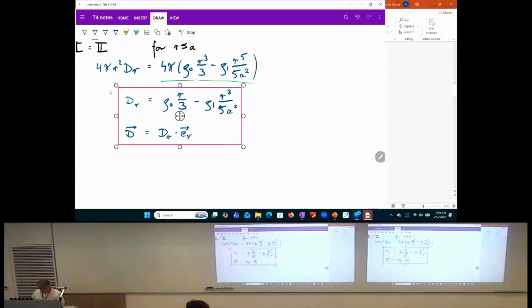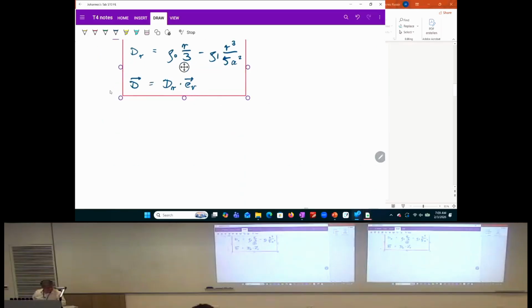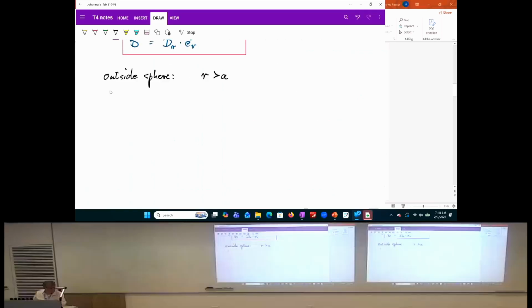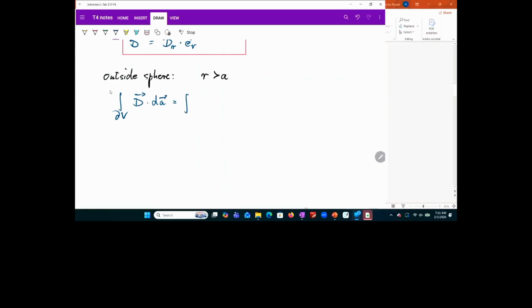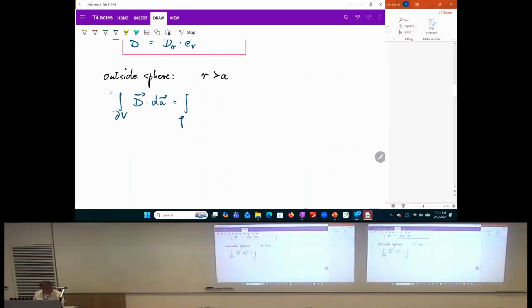So if we are outside the sphere where there's a charge distribution given, so R is larger than A, well, the equation is not really any different here. Just some considerations. You still work with the electric flux density that you integrate over the sphere, and on the other side, you integrate the charge distribution.